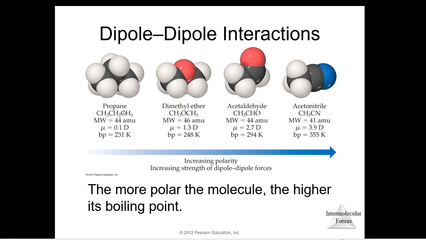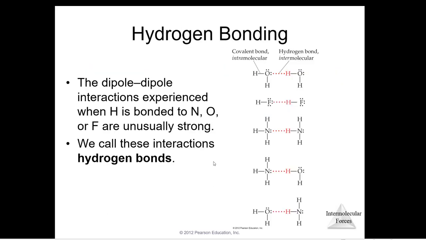And then also, the more what we call polar, the more positive or negative it is, the higher the boiling point. So you can see propane is here. The boiling point is 231 Kelvin. Dimethyl ether has a slightly higher, and then acetone has a slightly higher, and acetonitrile has even a higher. Okay, and water, that's why water also has a higher boiling point than usual, and that's because it does have this dipole to dipole.